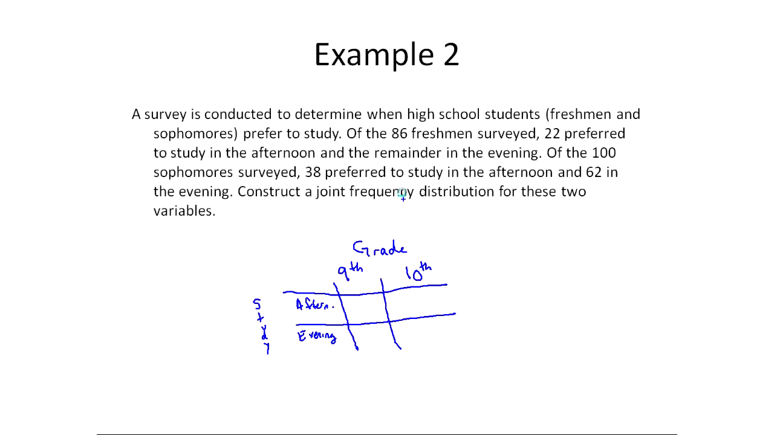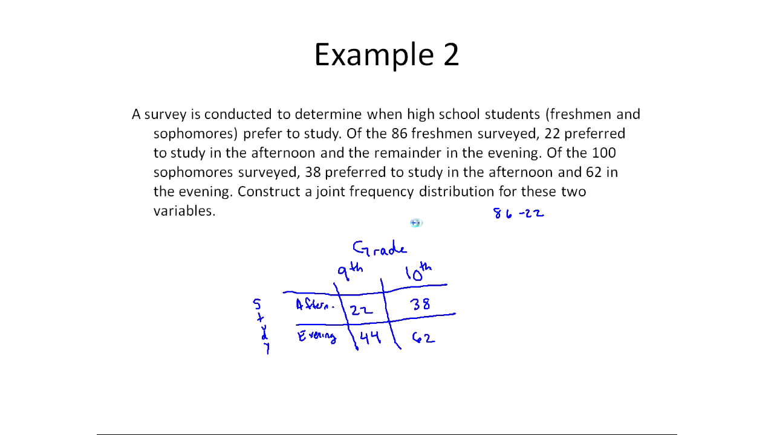So okay, it says of the 86 freshmen surveyed, 22 preferred to study in the afternoon. Okay, so this would be 22 right here. The remainder in the evening. So how many are left over would be 86 minus 22, which is 64. And of the 10th graders, or sophomores, it says of 100 sophomores surveyed, 38 preferred to study in the afternoon and 62 in the evening.